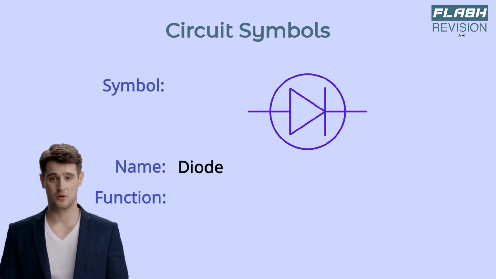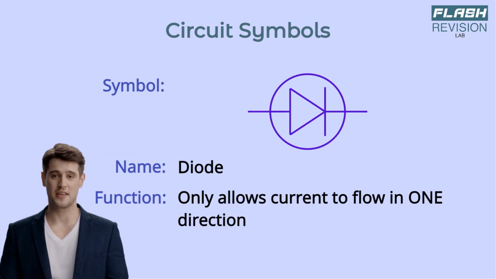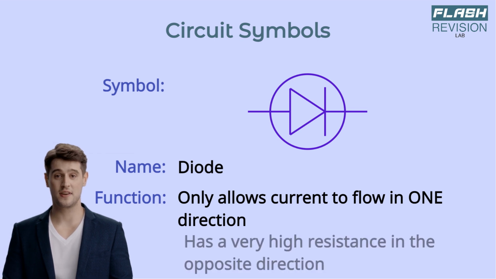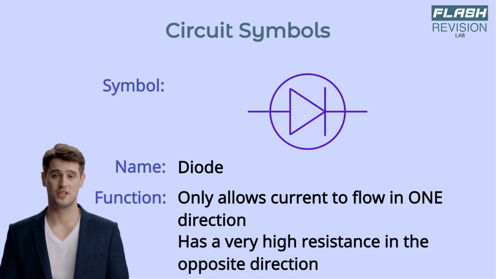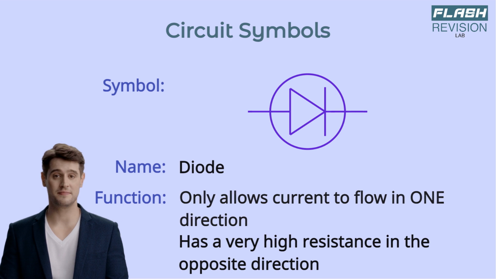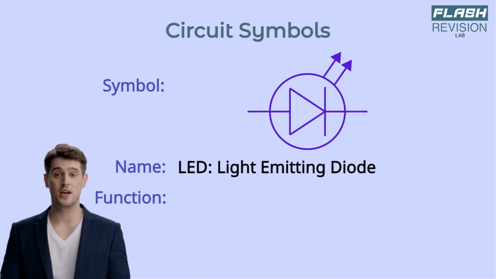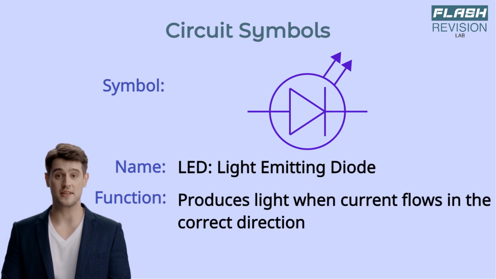A diode symbol looks like a triangle and a line. These allow current to flow in only one direction in a circuit. If they are connected the wrong way round, they have an extremely high resistance which pretty much stops the flow of current. A light-emitting diode, or LED, is like a diode but with added arrows to show that it emits light when current passes through it in the correct direction.